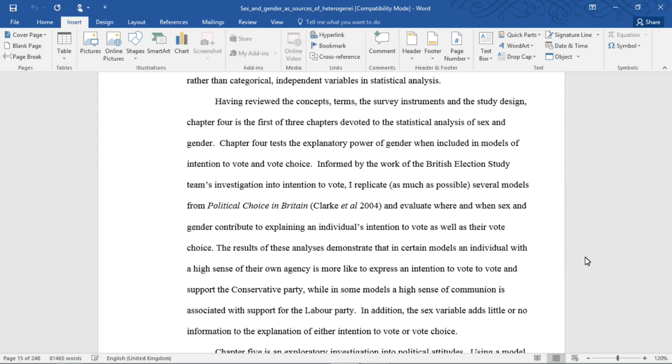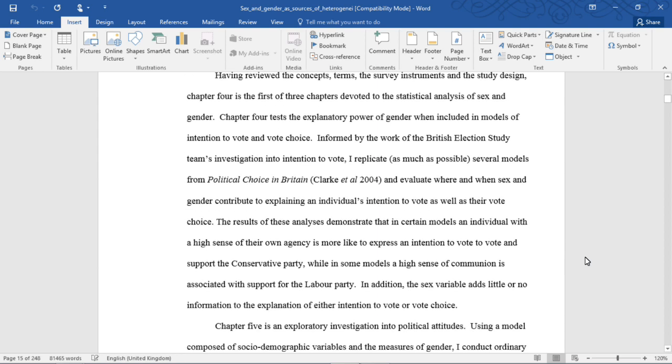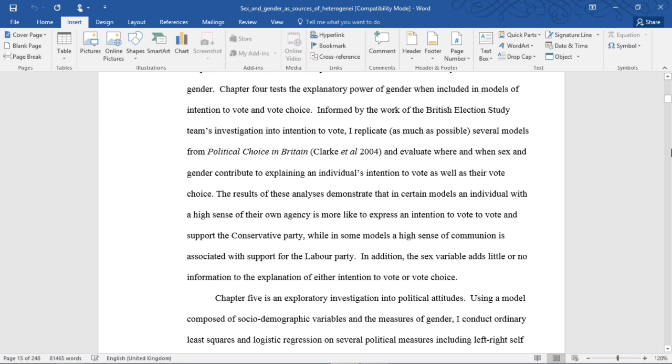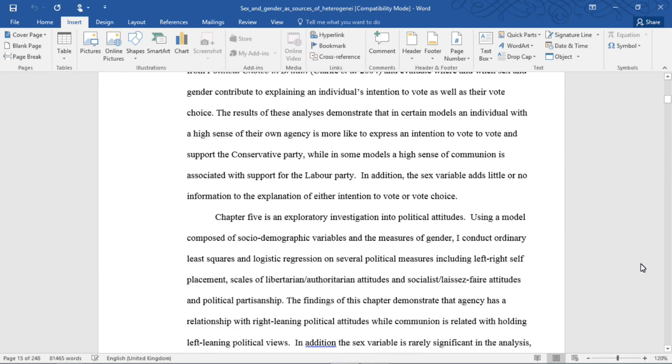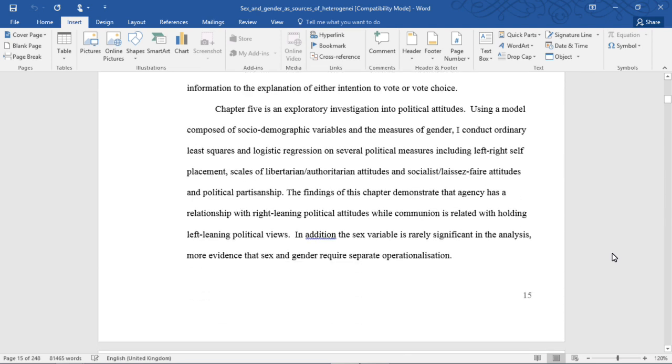The results of these analyses demonstrate that in certain models, an individual with a high sense of their own agency is more likely to express an intention to vote to support the Conservative Party, while in some models a high sense of communion is associated with support for the Labour Party. In addition, the sex variable adds little or no information to the explanation of either intention to vote or vote choice. Chapter 5 is an exploratory investigation into political attitudes.